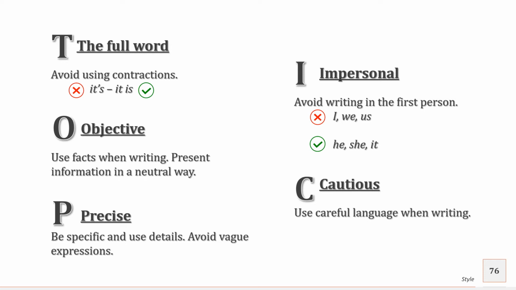And lastly, we have C for cautious. Use careful language when you are writing. Some ideas or conclusions may not be facts. It cannot be proven, so be careful when you are writing about this. Try using words such as could, appear, seems, implies, or suggests.